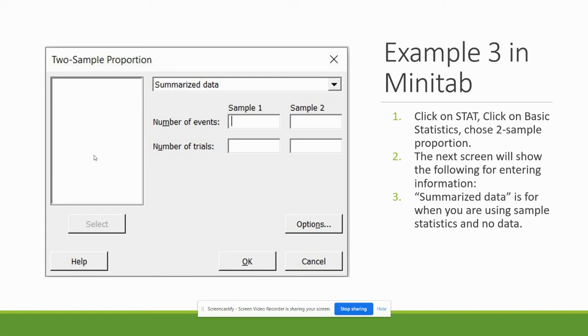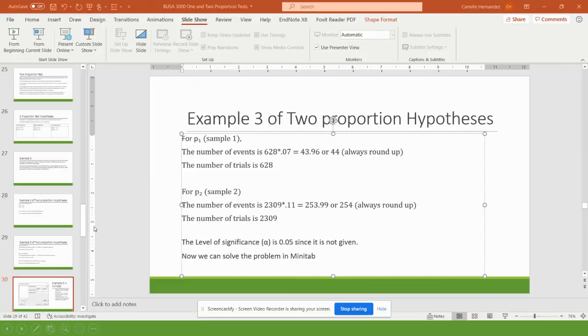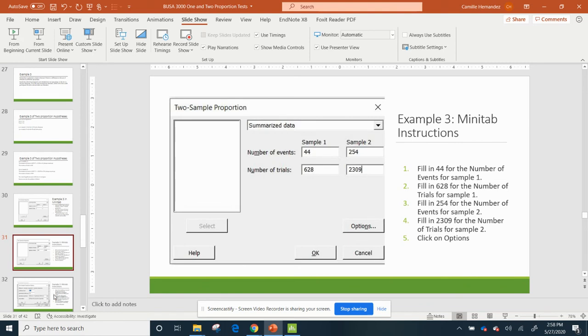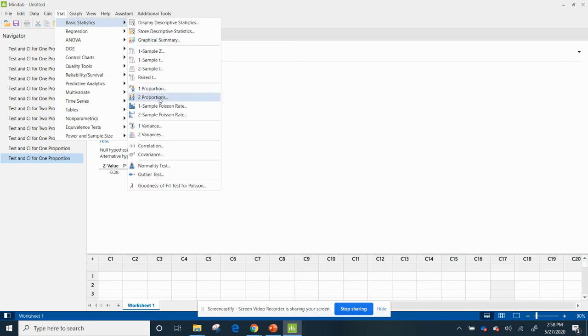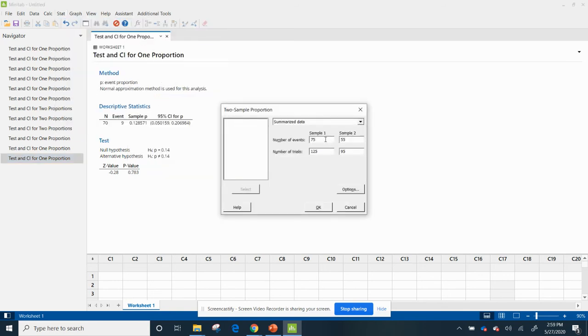All right, so let's show how to do this in Minitab. Let me show you how to do this. And again, if you get confused, you have everything you need here on how to figure it out. I'm going to go to Stats, Basic Statistics, Proportion Test. All right, summarize data. So for my first one, I said 44 out of 628. And then for sample 2, it's 254 out of 2309.